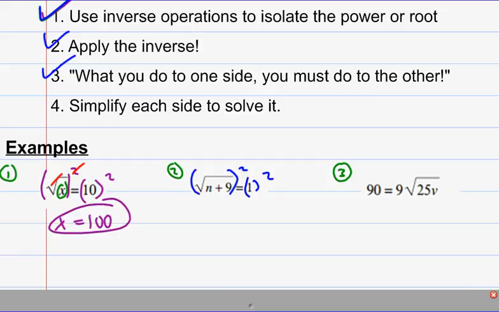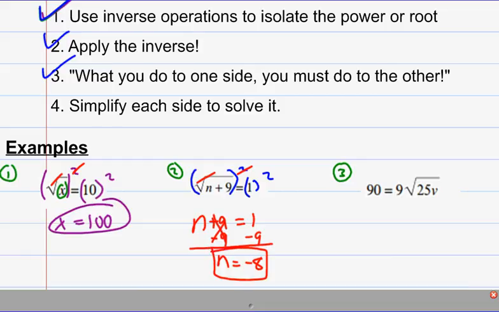Now, the left side, the square root and the square cancel each other out, and you're left with n plus 9. The right side, we're just doing 1 squared, which is 1 times 1, or 1. Now, there's no square roots, there's no powers, but we haven't quite gotten n by itself yet. So let's do minus 9 from both sides to finish it off. We have n equals negative 8. All right?